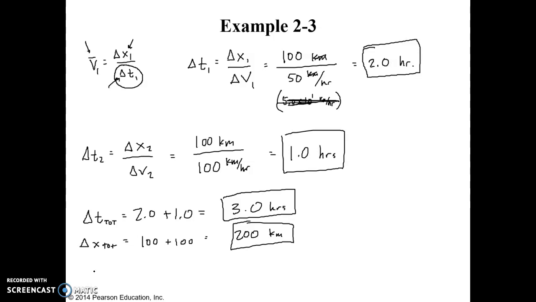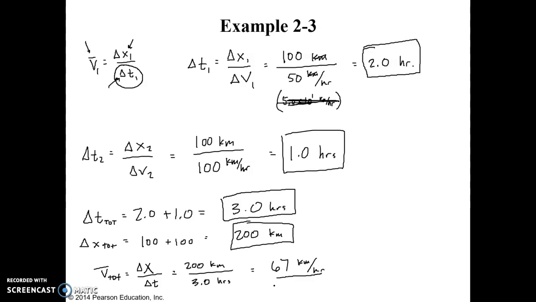So if we then find the average velocity for the total trip, that's going to be equal to our delta x divided by delta t. Delta x was 200 kilometers. Delta t is 3 hours. So we divide 200 by 3 and get 67 kilometers per hour is the average.